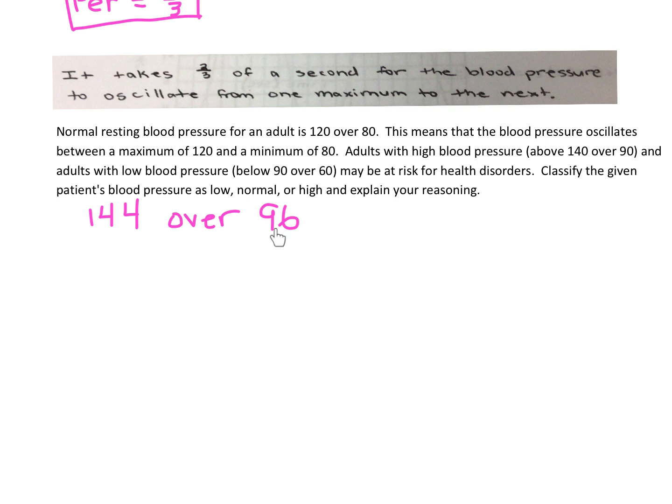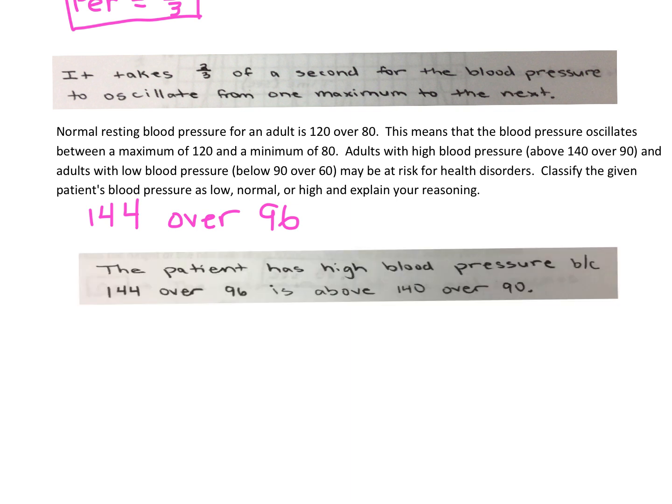All right, well, if you look at these numbers, right, these numbers are above 140 over 90. So this patient would be classified as having high blood pressure. Okay, so you could just put that into words. So I said the patient has high blood pressure because 144 over 96 is above 140 over 90.